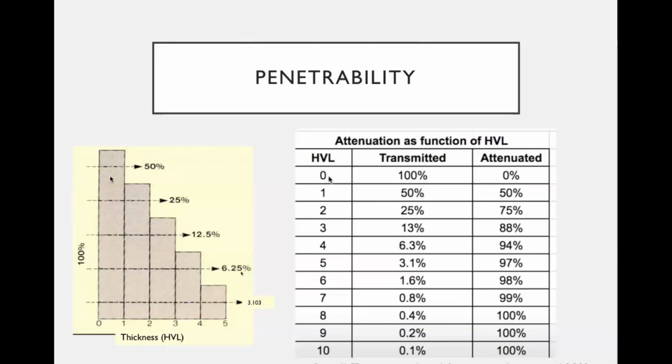And this graph is nice too. If you have one half-value layer, that means 50% of the photons are being transmitted and 50% are being attenuated, unable to get through. If you have two half-value layers, then we're taking 50% of the 50%, so 25% have been transmitted and 75% have been attenuated. And then you can see this is one half-value layer, two, etc.